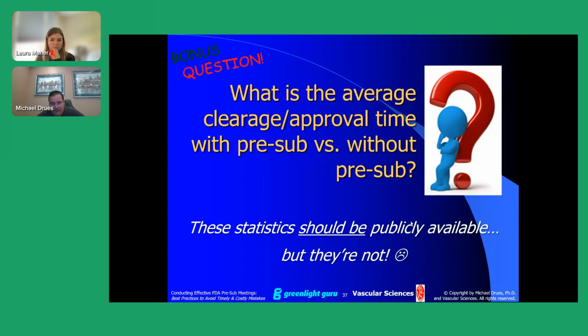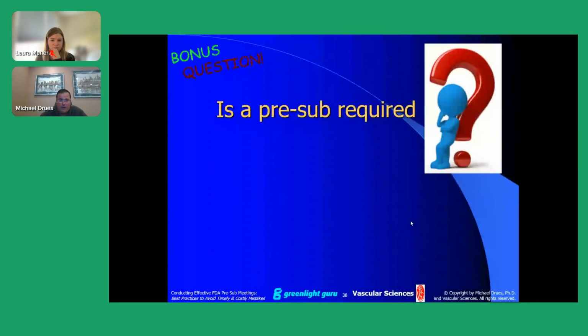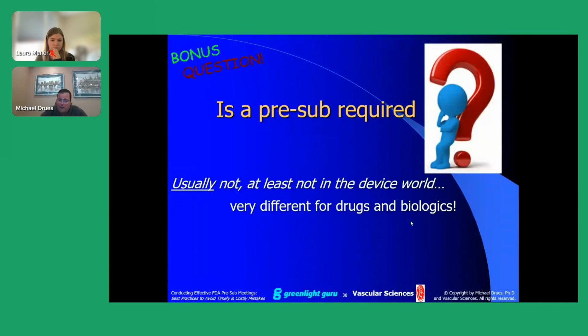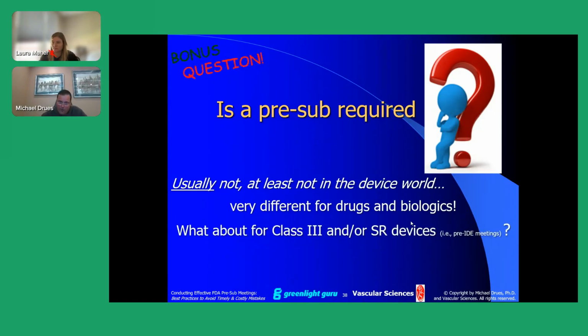I could come up with the average times based on my own company customers' experience, but obviously that's going to be biased. And I would like to think that my statistics are going to be much better than other people's statistics, but I would like to see what these statistics were across the board. Is a pre-sub required? Usually a pre-sub is not required, at least not in the medical device world, although as some of you know, this is very, very different for drugs and biologics. You do need to do, in the drug world, in the biologic world, what we call a pre-IND. That is required, but sometimes it's required in the device world as well.